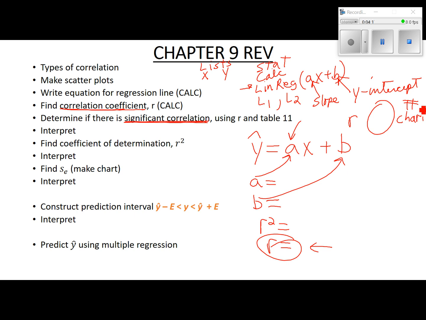On the other side, if R ends up being bigger than the number from the chart, then yes, there is significant correlation. If R ends up being smaller, then no, there's not significant correlation. On your chart, you're going to use table 11.